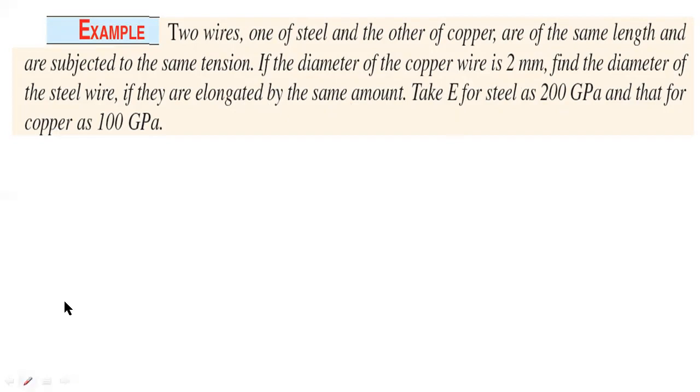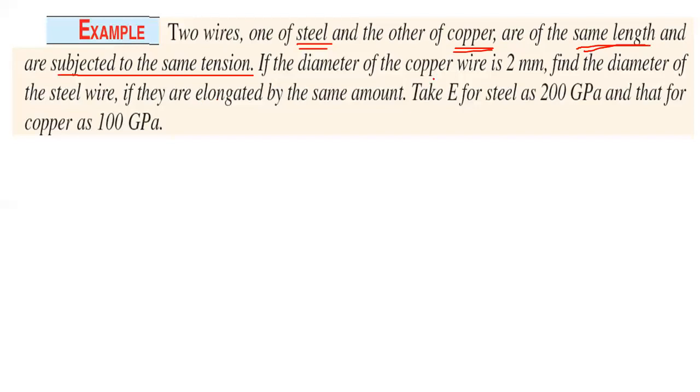Here the given data is: two metals are given, one is steel, another one is copper. So here steel rod and copper rod are given. Both steel and copper rods have the same length, that is the length of a steel wire equal to length of a copper wire. And they are subjected to same tension. That means the load acting on both the rods is also same.